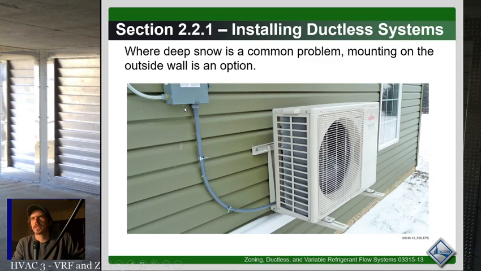Where deep snow is a common problem, mounting on the outside wall is an option. Code note: if a system is on the ground, it needs to be 3 inches above the ground. If it's mounted on the wall, it needs to be 6 inches above the ground. But if you have high snow in areas, it is definitely better to keep this, the higher the better, basically. That's why a lot of people use 3-inch pads with 6-inch pump ups these days. The higher you keep it above the snow, the better to keep the coil out of the snow in heating mode.